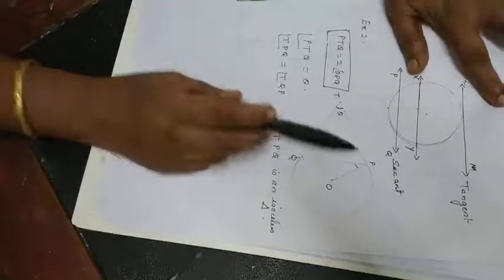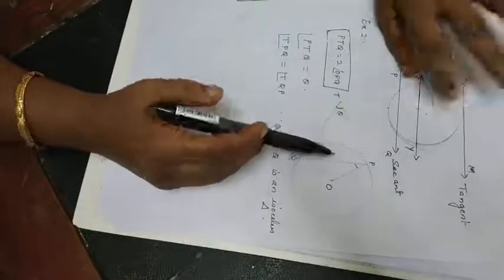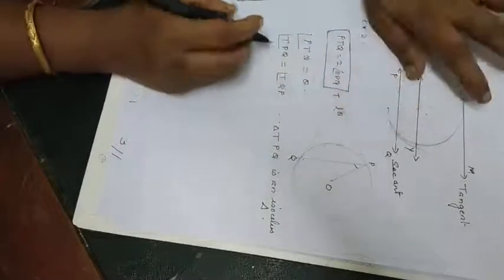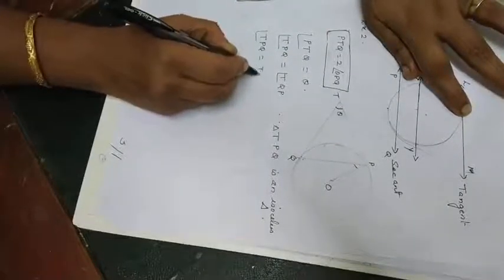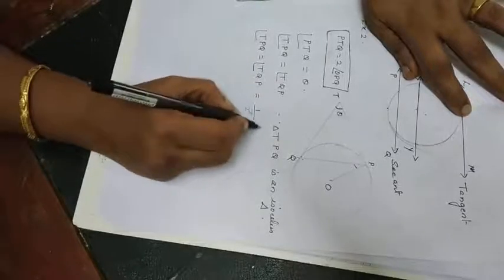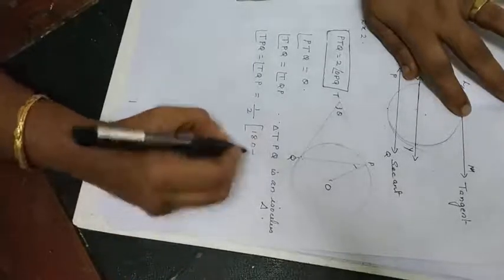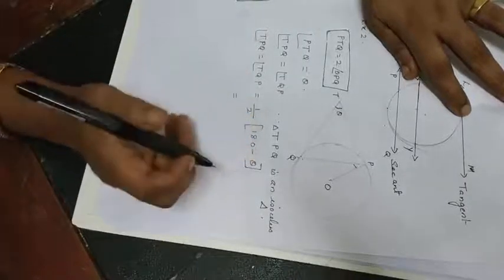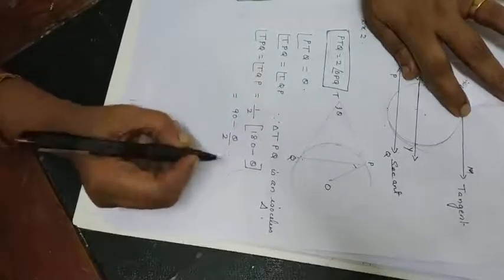Now we have already learned that in a triangle all three angles together add up to 180. So to find TPQ, both of them are equal, so angle TPQ is equal to angle TQP, that is equal to half of 180 minus theta. Okay, 180 minus theta, half of 180 is 90, so 90 minus theta by 2 it will come.